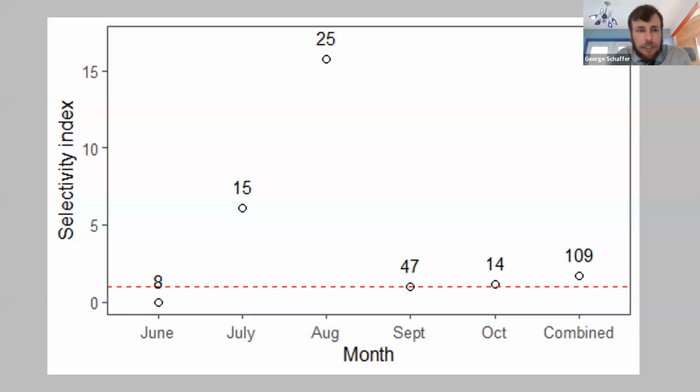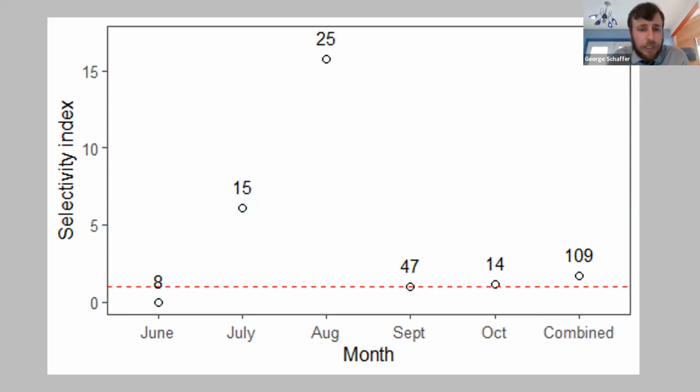So looking at the results from our selectivity index, with selectivity index on the Y and month on the X, we only ran this analysis for months that had a high quality habitat present, because an organism cannot select for a habitat that does not exist.